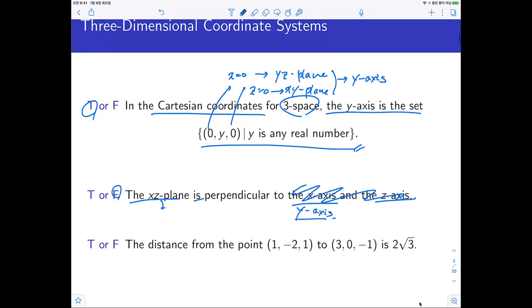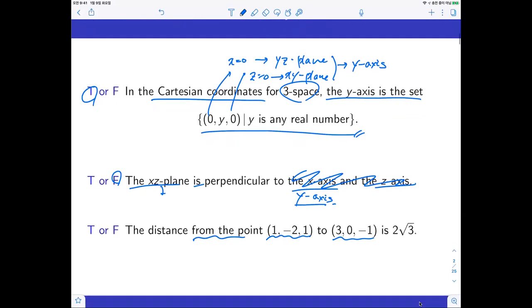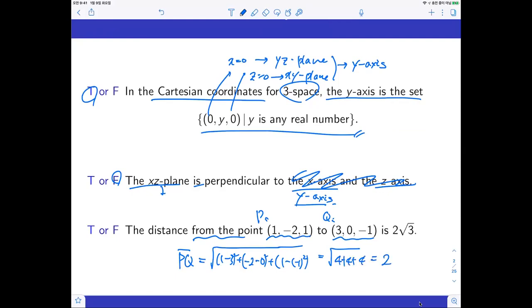The third problem is the distance from the point. We know how to find the distance between two points. If two points are given, here we denote P and Q, then the length of PQ is the square root of (1 minus 3) squared plus (2 minus 0) squared plus (1 minus (minus 1)) squared. So this is the square root of 4 plus 4 plus 4, which is 2 square root of 3. So this is how to calculate the distance between two points.